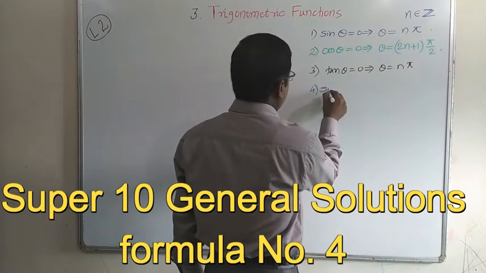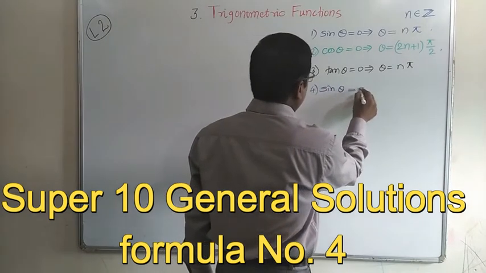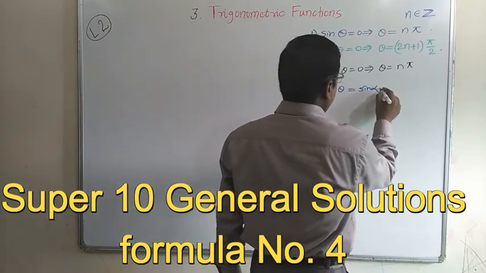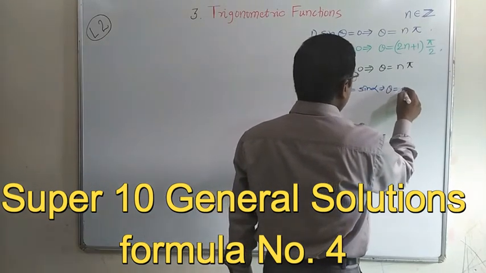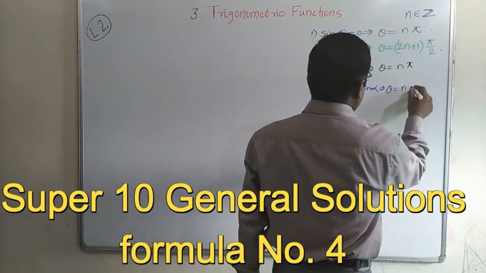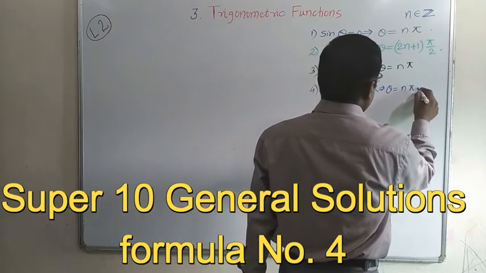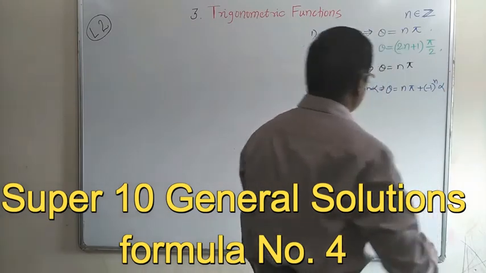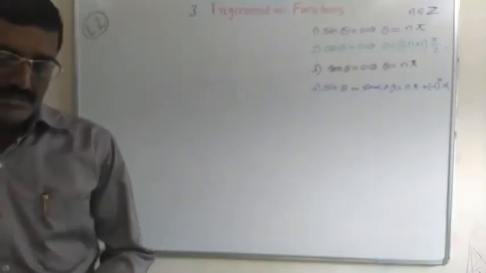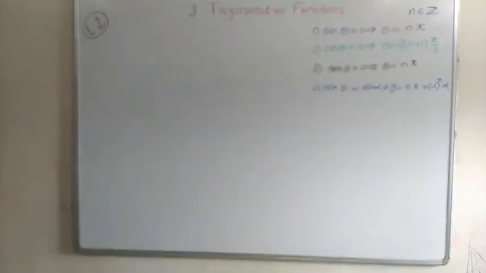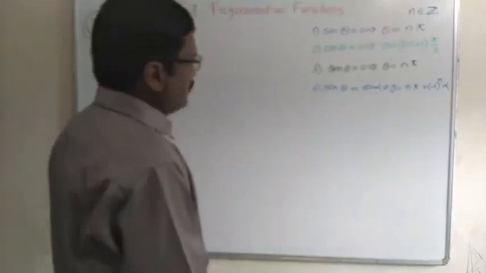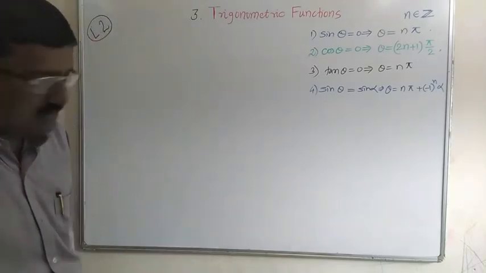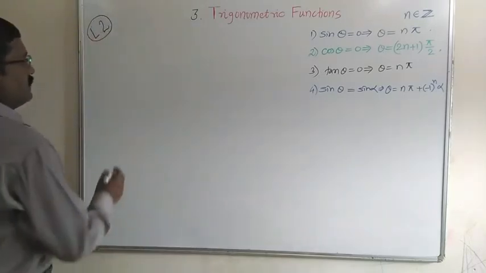Let us move towards the fourth one, that is, sin theta is equal to sin alpha. It gives us the result that theta is equal to n pi plus minus 1 raised to n into alpha. Sin theta is equal to sin alpha, then theta is equal to n pi plus (minus 1) raised to n into alpha. Let us see how this result can be derived.